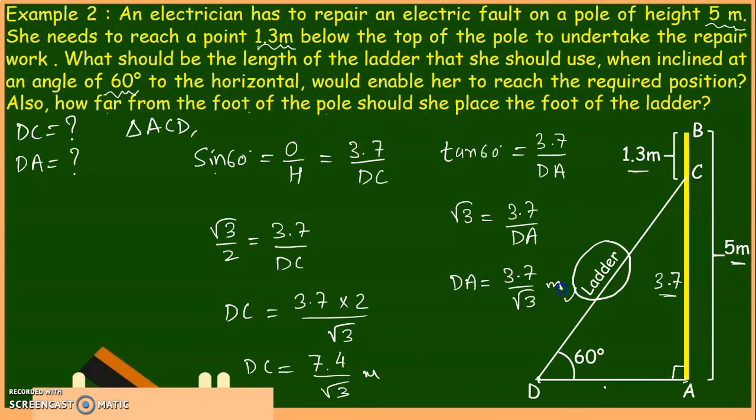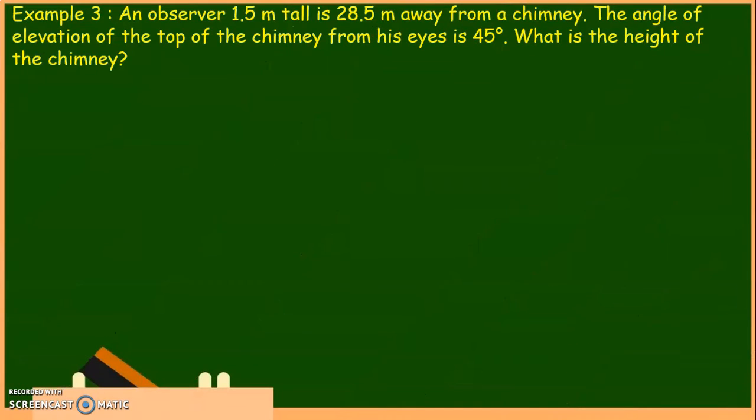This is the answer. If you want to further simplify it, you can take the value of root 3 equal to 1.732 and you can further simplify this. Okay. Let's move to the next question.